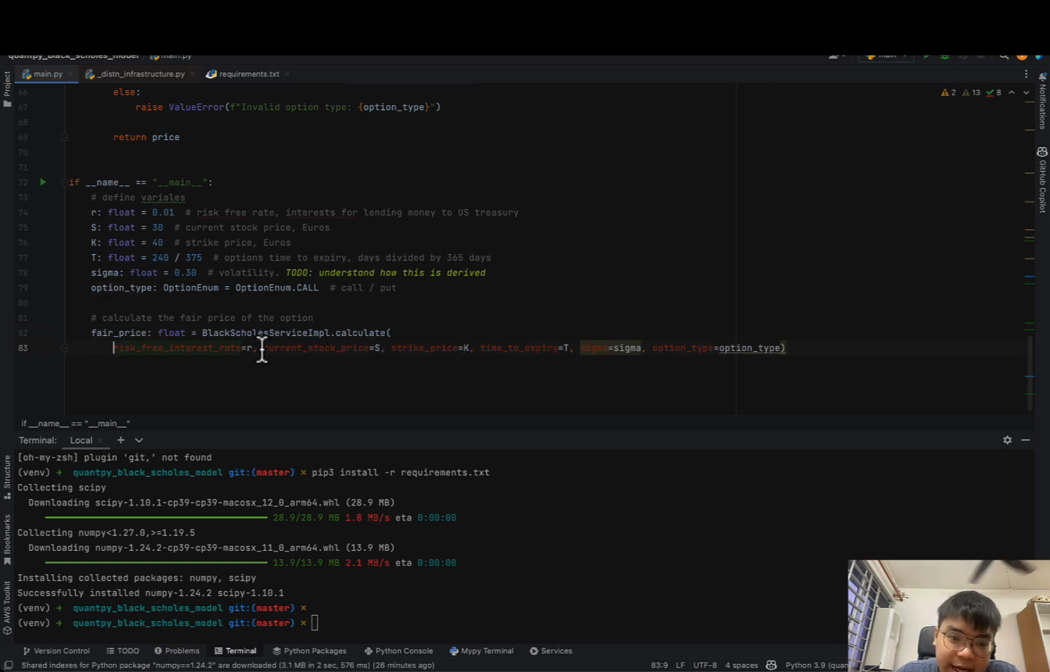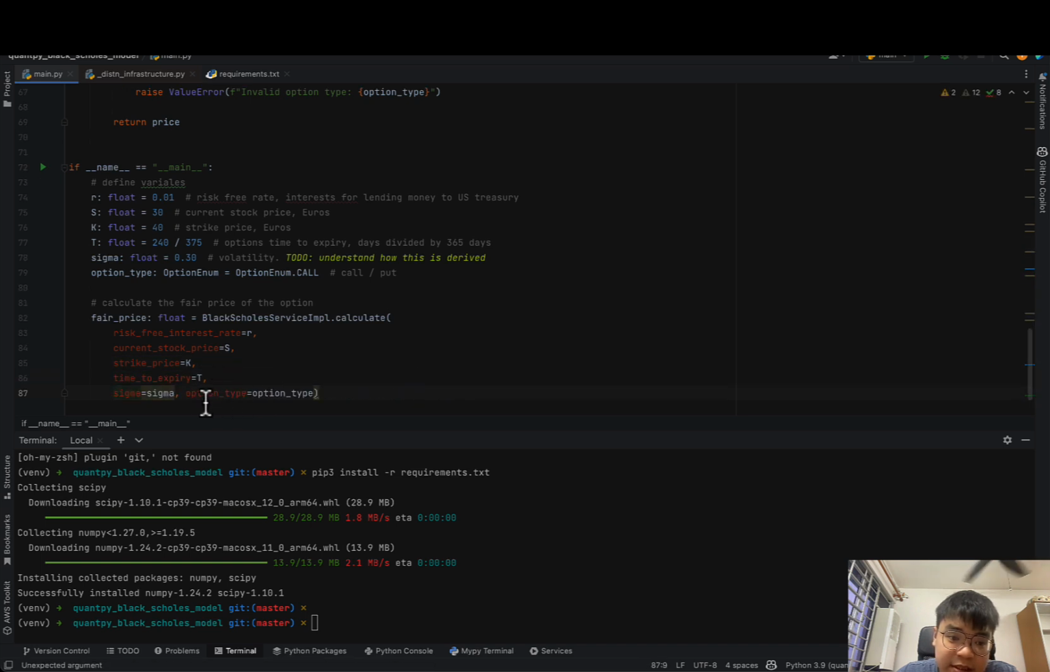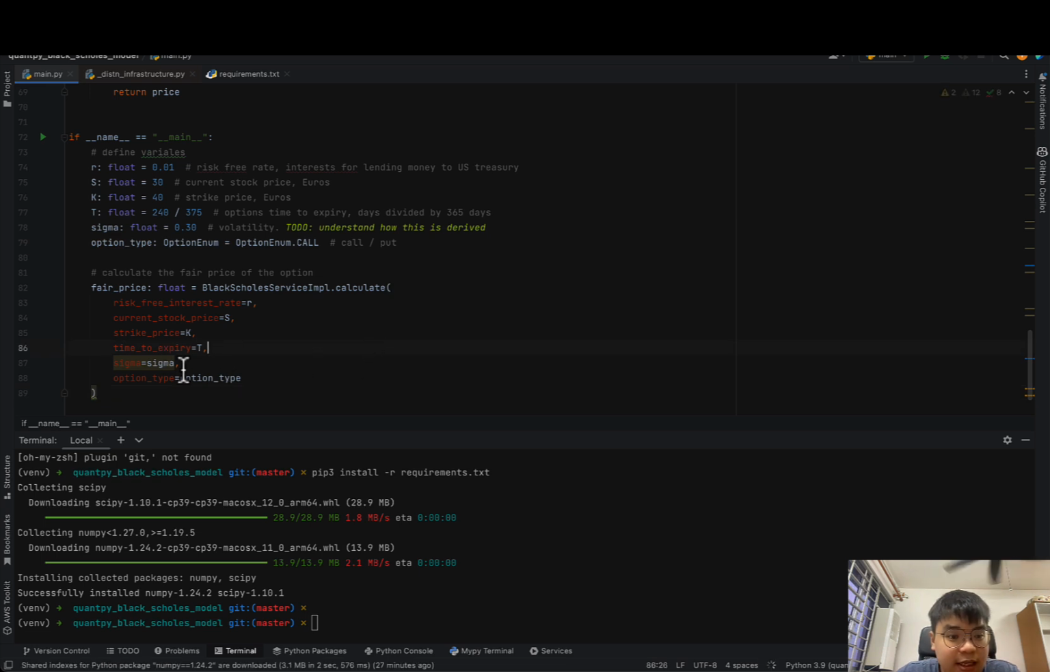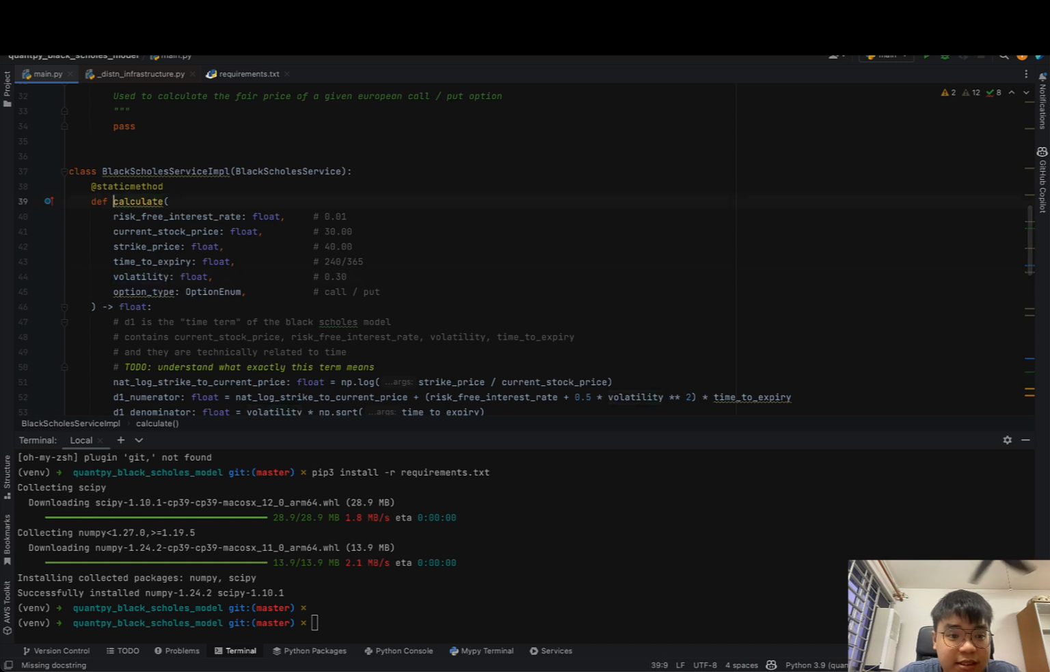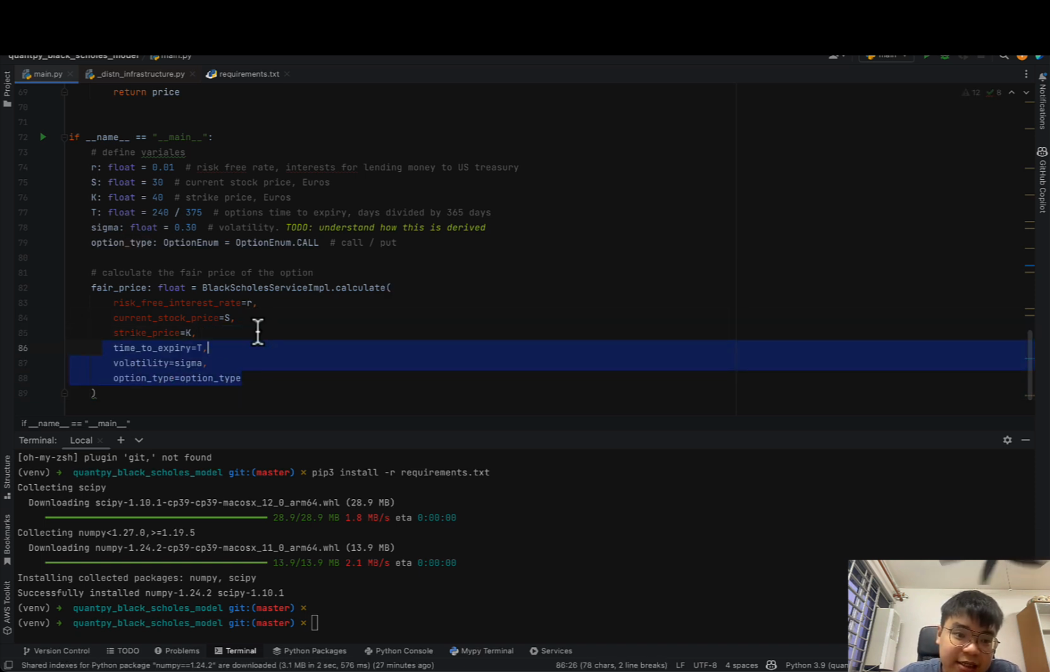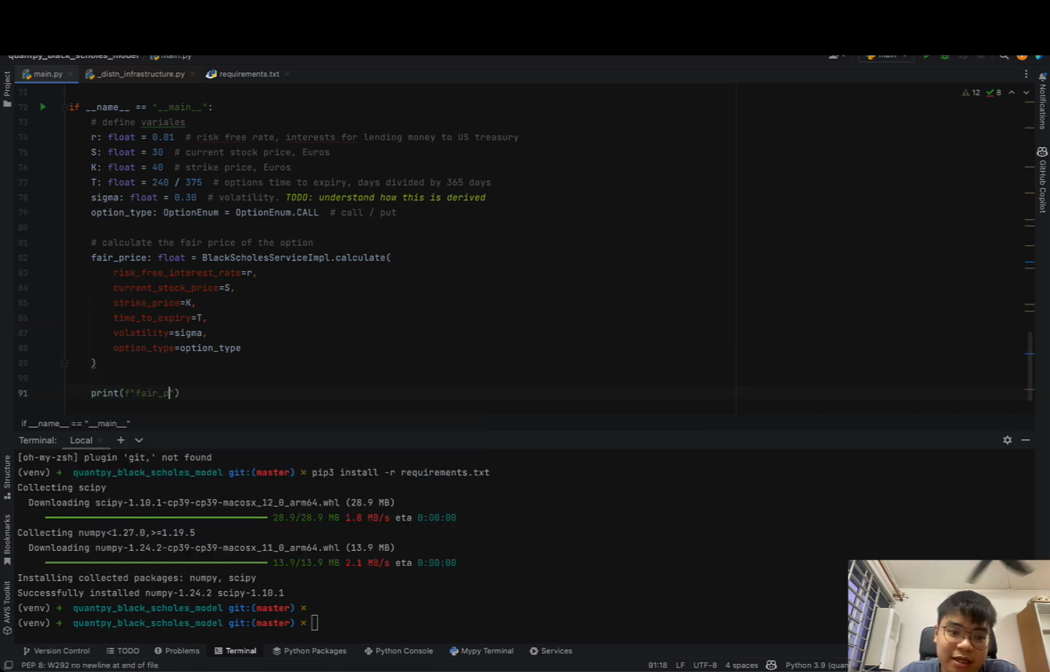So there we go. I am giving the inputs to this Black-Scholes service implementation as a key value pair so that it is easier for us to read this, right? Like we might accidentally pass in the current stock price as K or vice versa. So now that we have this, let's calculate the fair price and let's print this. So python3 main.py.